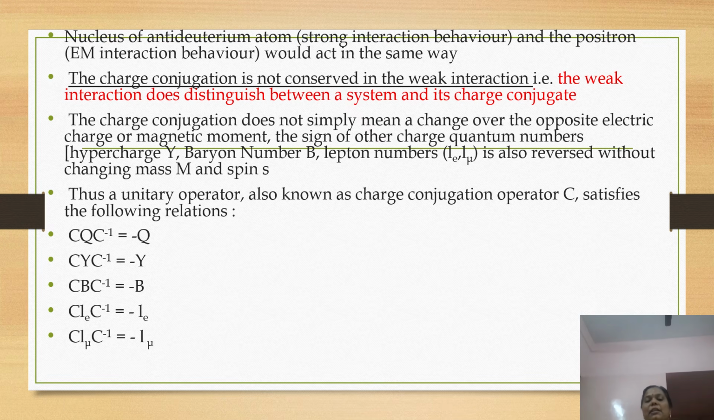So here are a few examples where we can make use of the charge conjugation operator called C. C Q C inverse results in minus Q. This is the exact way in which charge conjugation is used. Similarly, it applies with respect to the hypercharge, the baryon number, the lepton number, and the muon number.